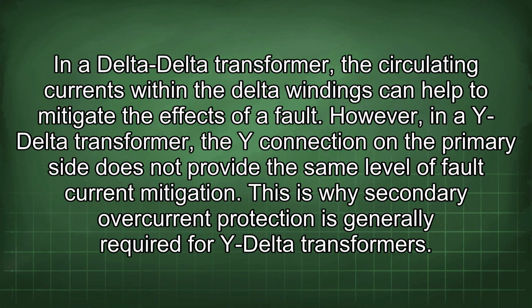In a delta-delta transformer, the circulating currents within the delta windings can help to mitigate the effects of a fault. However, in a Y-delta transformer, the Y connection on the primary side does not provide the same level of fault current mitigation. This is why secondary overcurrent protection is generally required for Y-delta transformers.